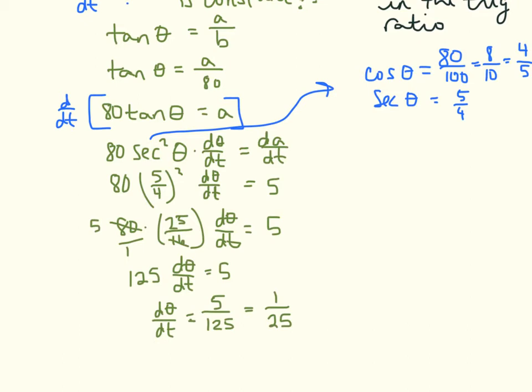Now, normally when we want to get our units of measure to finish this problem off, we would just take whatever the unit was. But here we're talking about the rate of change of an angle. So when we do these problems, the unit of measure we're going to use is radians per whatever the time that they're measuring, which this one was in seconds. So 1 over 25 radians per second is the rate of change of that angle.